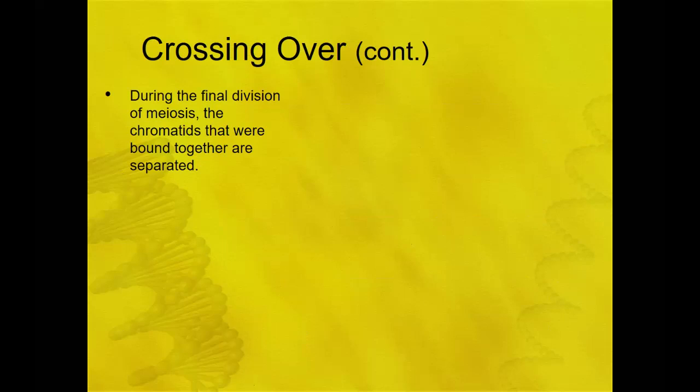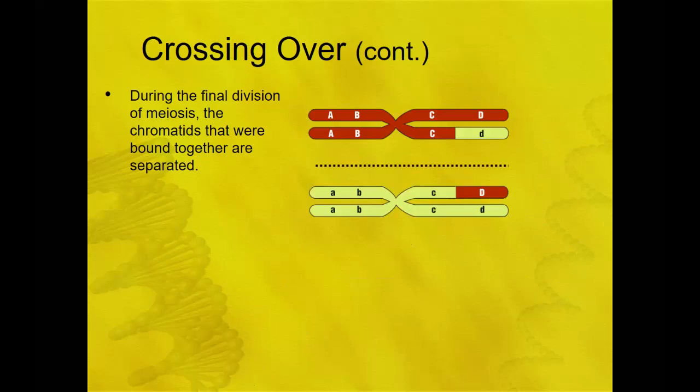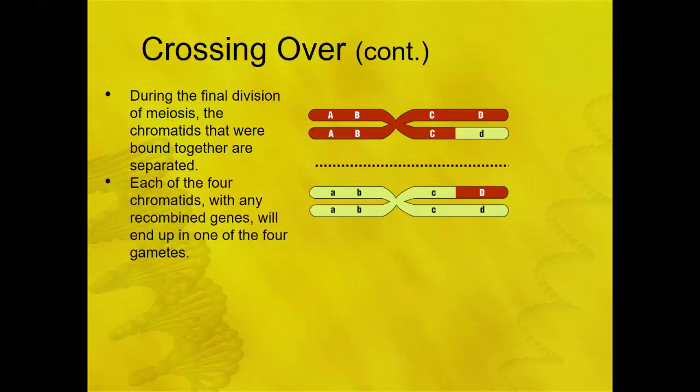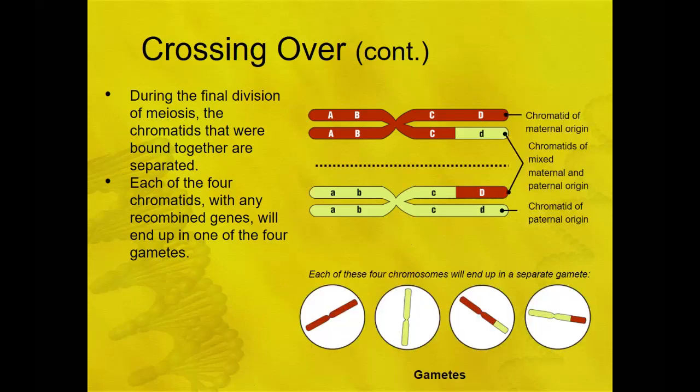Now, during the final division of meiosis, the chromatids that were bound together are going to separate. Okay, so let's assume that we have a cell membrane that forms between, and we now have two completely separate homologous pairs, but they're no longer identical because of the crossover. These are then going to divide again, and eventually this will produce 4 chromatids with recombined genes in 2 of them, for a total of 4 genetically different gametes.